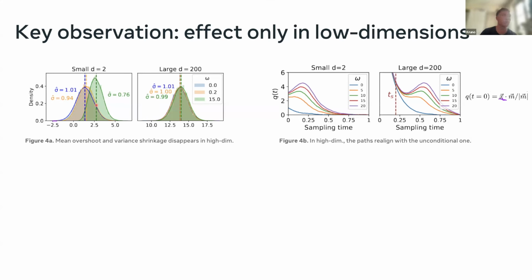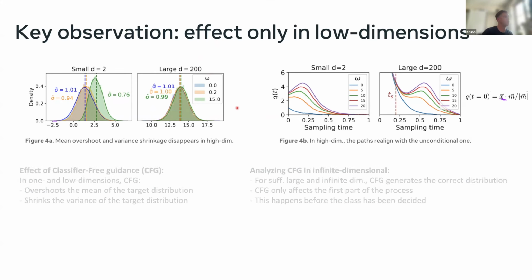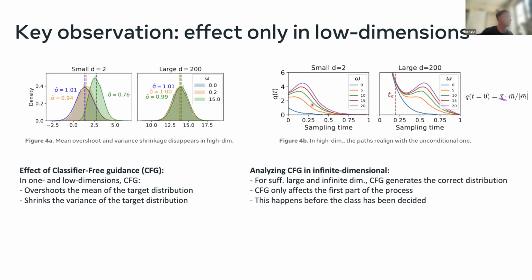However, the first thing that we observed in practice is that if you actually keep increasing dimensions, this effect is going to get smaller and smaller. I'll later come back to this plot again. Current works, especially theoretical works that have tried analyzing classifier-free guidance, have said that in one dimension or low dimension, classifier-free guidance is not going to work because it's going to overshoot the mean of the target distribution and shrink its variance.